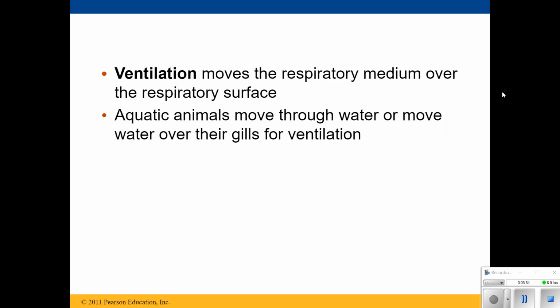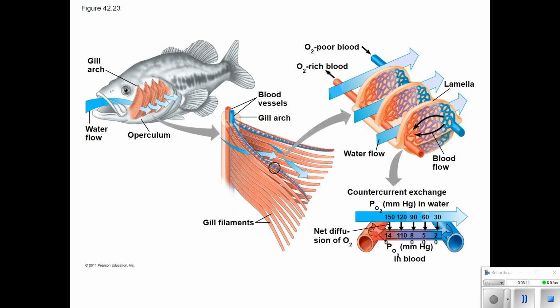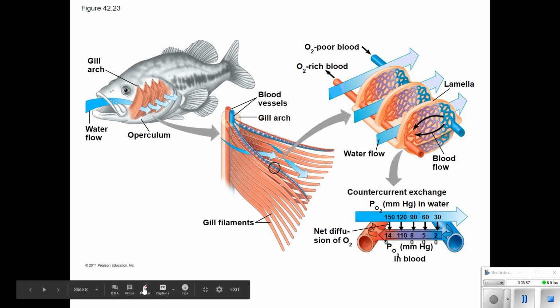Other aquatic animals can move water over their gills using ventilation by taking in water and flushing it through their gills. By doing that, they allow oxygen in the water to move into their blood vessels, which is their body. The way it's able to do that is kind of interesting. We'll look at a diagram over here as an example.